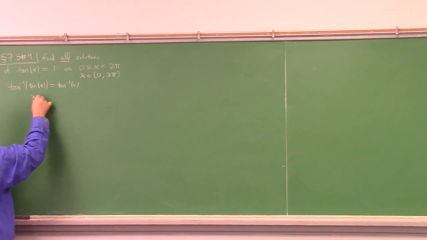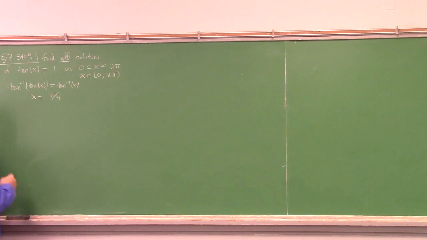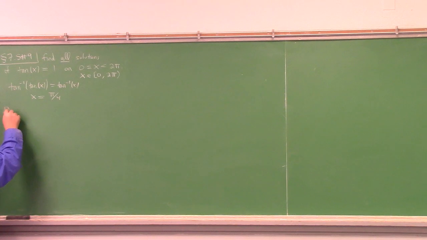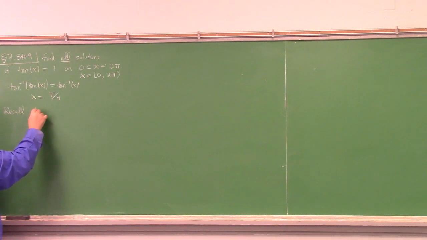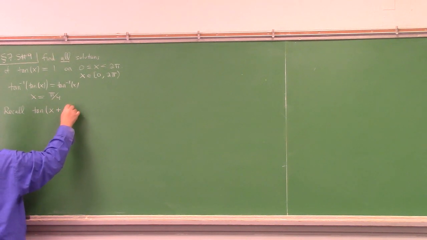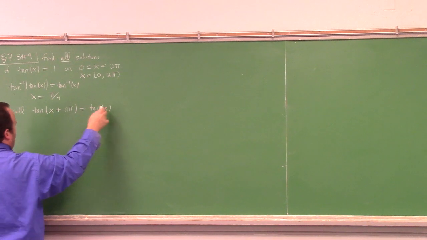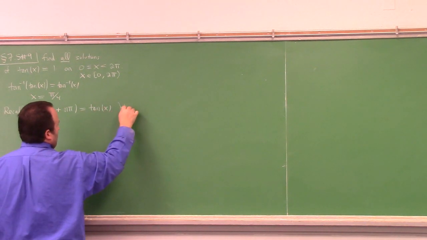So x equals, put it in your calculator, you get pi over 4. Right? Pi over 4 is the inverse tangent of 1. Now, what's the key property of tangent? The tangent of x plus n pi is equal to the tangent of x for all integers n.